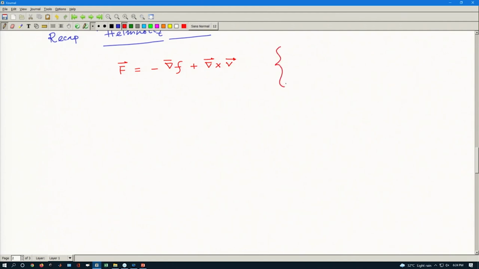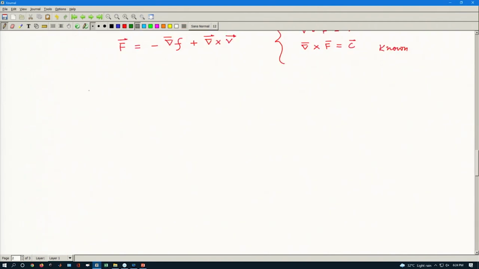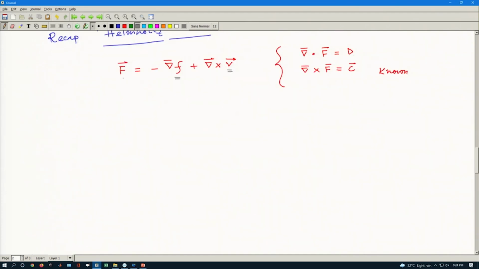Now, the question is, if the divergence of F is known, say it is D, and the curl of F is also known, say this is C. So, these are known. Then would it be possible to construct the value of F? And the answer was yes, because if I am able to construct f and V in terms of C and D, then eventually I can construct my F.